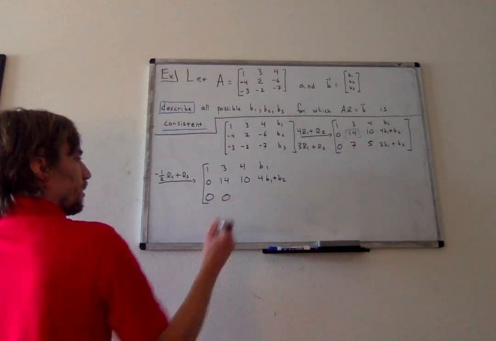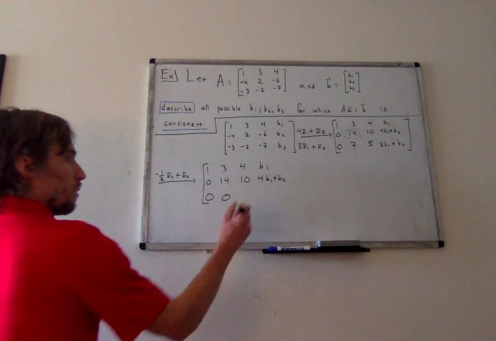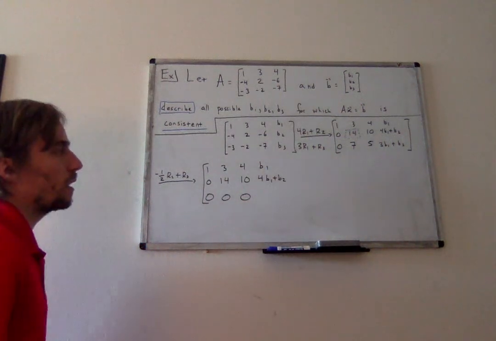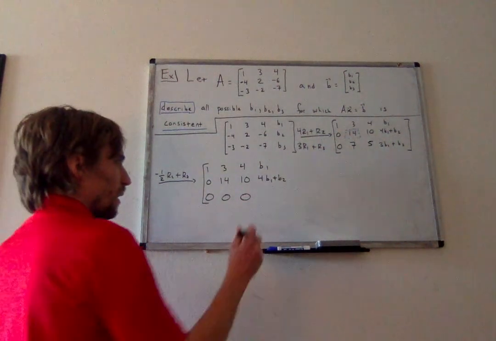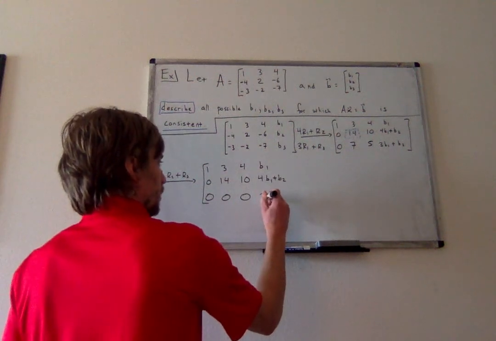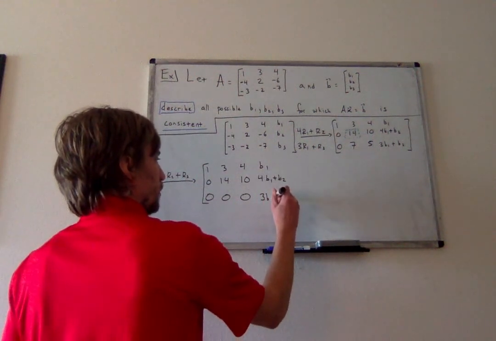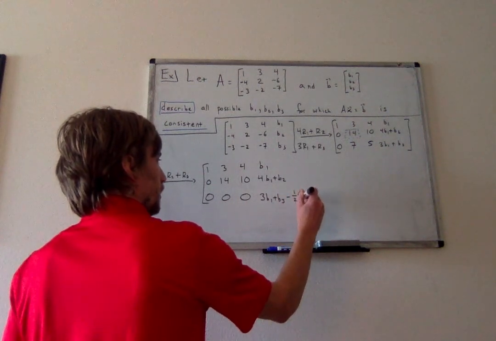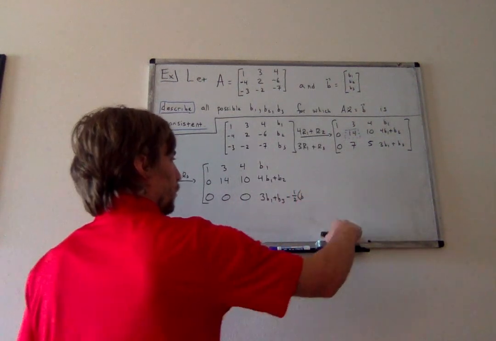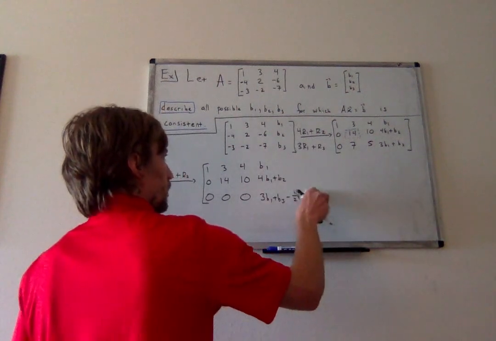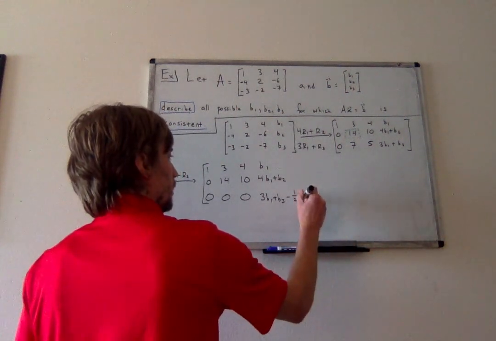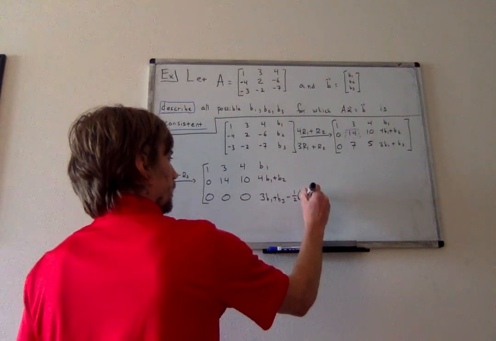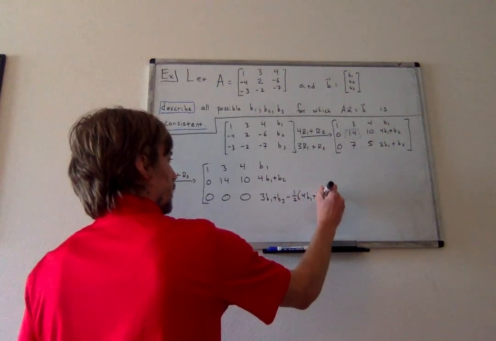Well, I get a 0 there, which I was trying to do. I wasn't necessarily trying to get a 0 here, but I get a 0 here. Here I don't get 0. I get 3b1 plus b3 minus 1/2 times 4b1 plus b2. Bit of a long entry there, but it's okay.